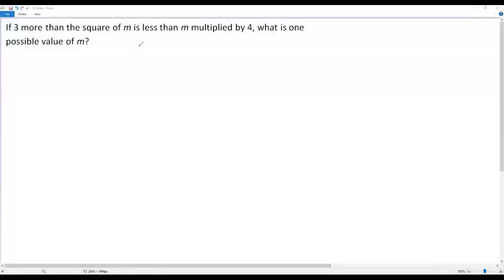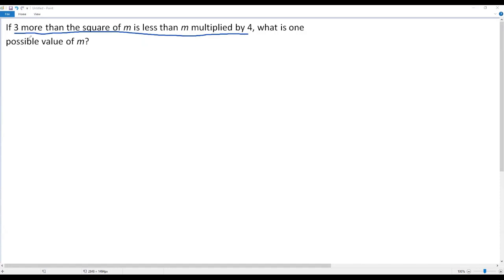Here we have a SAT math question. Okay, let's go with the information. If 3 more than the square of m is less than m multiplied by 4, what is one possible value of m? Okay, to find one possible value of m, we have to convert the given statement into an inequality.